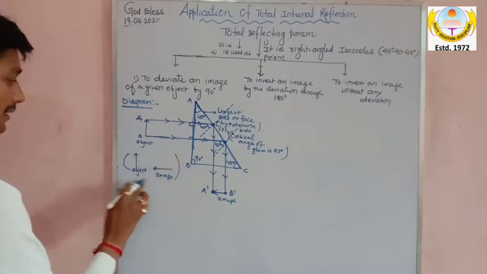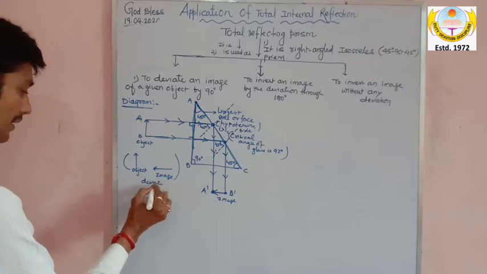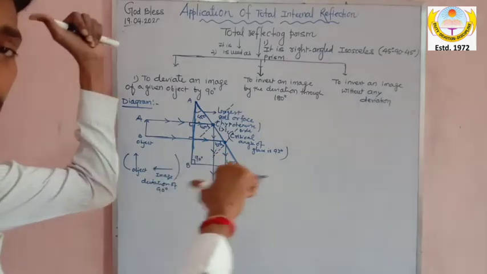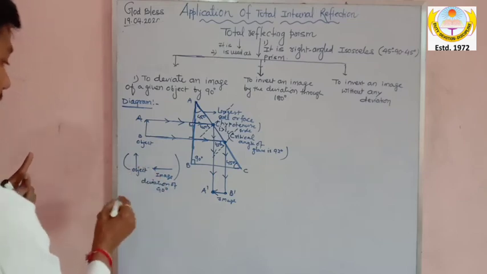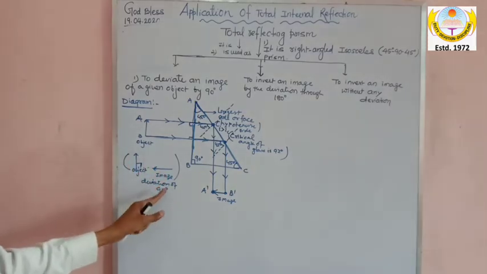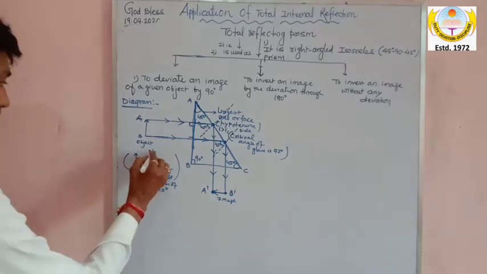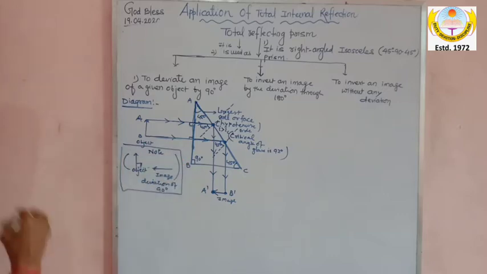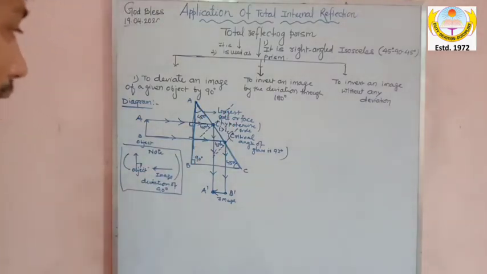You can see with this, you can find that there is a deviation of how much degree, my dear? 90 degree, because if you combine these two, it makes a 90 degree angle. If you can see, here it is a 90 degree. So image and object: the image is deviated by 90 degree as compared to object. I have tried my level best to note it down. So that is why we say that the image is deviated by 90 degree. My dear, I hope you understood the topic.